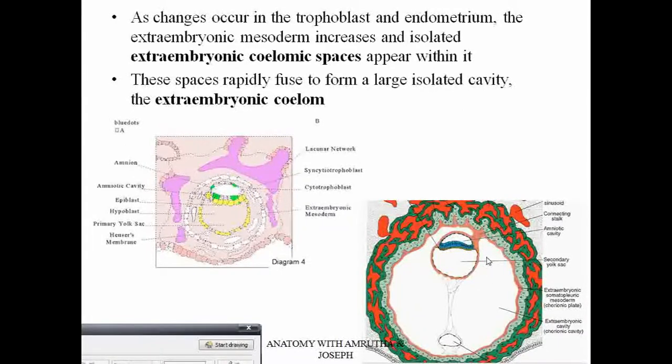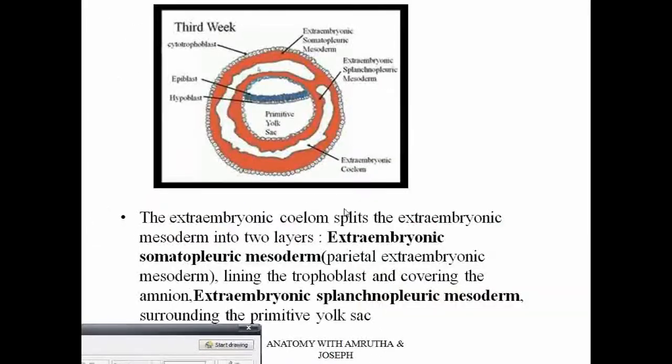But again, notice that the extraembryonic coelom, or extraembryonic cavity, does not extend to some part of the extraembryonic mesoderm on either side. That part is called the connecting stalk. Again, the extraembryonic coelom is formed dividing the extraembryonic mesoderm into two, the outer one and the inner one.